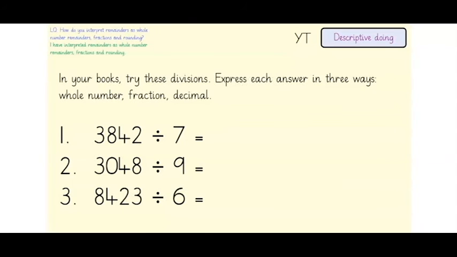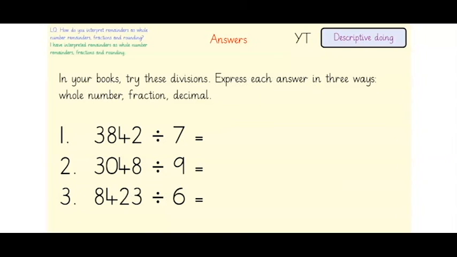Now, using the grid that you just completed, I'd like you to solve these divisions, and again, give your remainder as a whole number, give your remainder as a fraction, and give your remainder as a decimal. Remember, keep looking back at that sheet that you've just filled in. We'll go through the answers on the next slide.